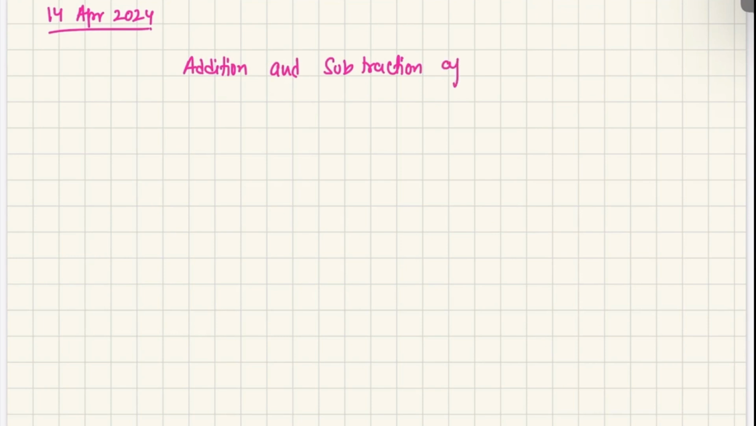As we have discussed in the previous class, we have spoken about like and unlike fractions and comparison. So today we are going to start with something new. Today's date is the 14th of April 2024. Let me write it over there. And now we are going to continue from the previous session. That is, we'll start with addition and subtraction of like fractions.